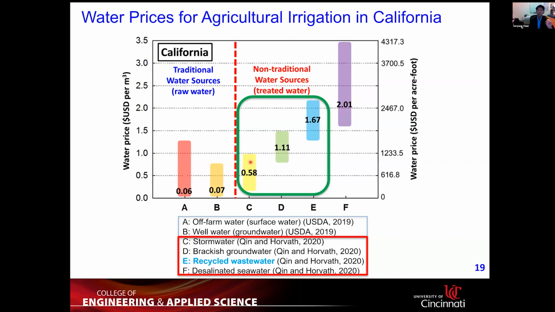However, stormwater is not available every time, right? If we have precipitation, you can collect the water, but sometimes you don't have any rain, and then you have no option to use this water. And brackish groundwater is 1.1 US dollars per cubic meter, but when you have a severe drought, the groundwater level decreases, you have to go deeper and deeper to get the water, and the water price goes up. So I think treated municipal wastewater and desalinated seawater can be possible sources for California, but there are still a lot of issues, so I'll explain that a little more later on.